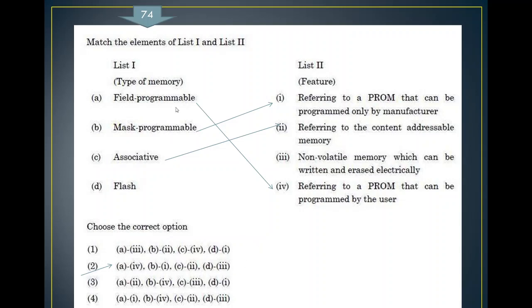That means field programmable connects to a ROM that can be programmed by the user, and mask programmable connects to a ROM that can be programmed only by the manufacturer, and associative connects to content addressable memory, and D, flash, connects to non-volatile memory which can be written and erased electrically.